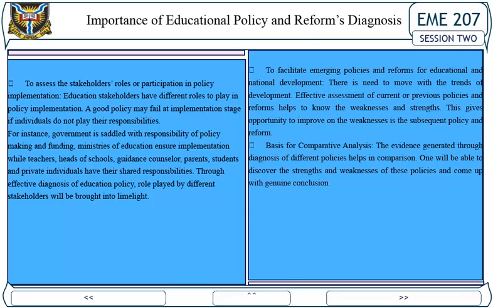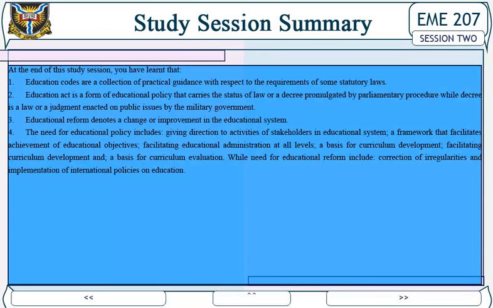To facilitate emerging policies and reforms for educational and national development, there is need to move with the trends of development. Effective assessment of current or previous policies and reforms helps to know the weaknesses and strengths. This gives opportunity to improve on the weaknesses in the subsequent policy and reform. Basis for comparative analysis. The evidence generated through diagnosis of different policies helps in comparison. One will be able to discover the strengths and weaknesses of these policies and come up with genuine conclusions.